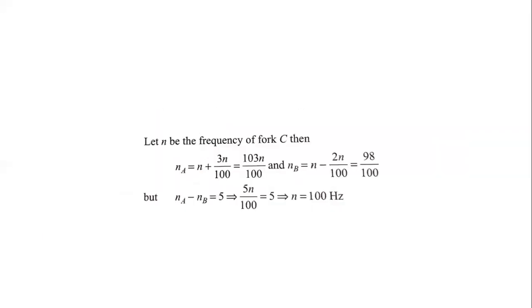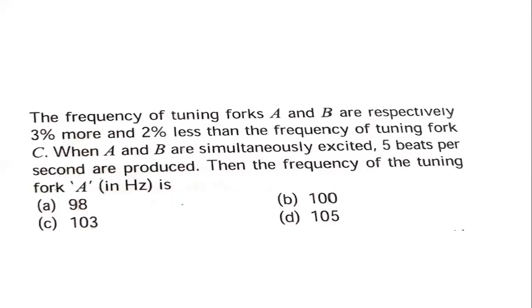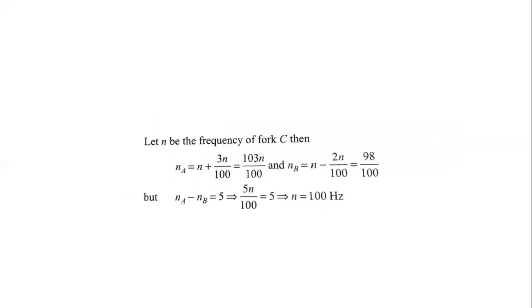Let n be the frequency of the tuning fork C, and there is a slight correction in the question. I'm sorry for that. The frequency of the tuning fork C is asked here, not A. Please make a correction. I repeat: in the last sentence, then the frequency of the tuning fork C is. We have to calculate the frequency of the tuning fork C, not A.